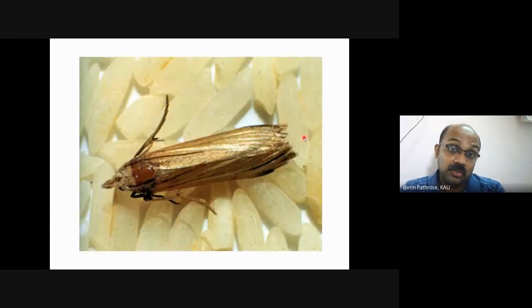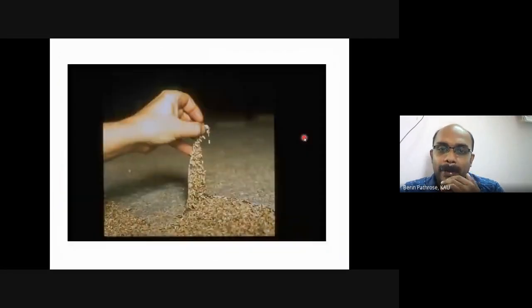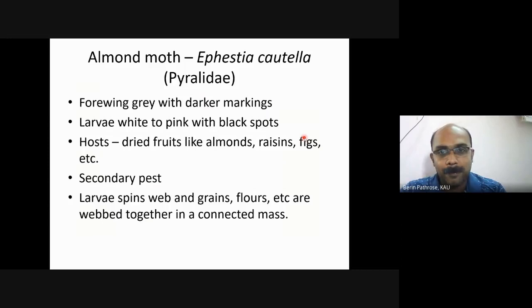This is how the adult usually looks like in reality. See, this is how the webbing of the Corcyra looks like. All the grains will be webbed together.